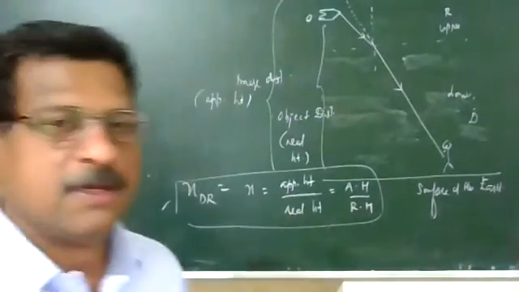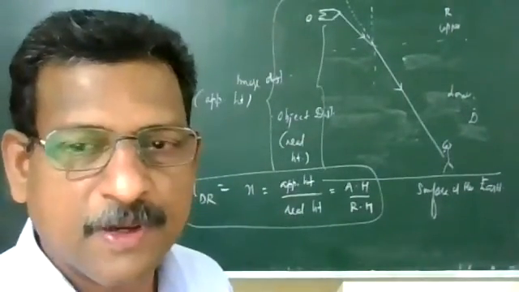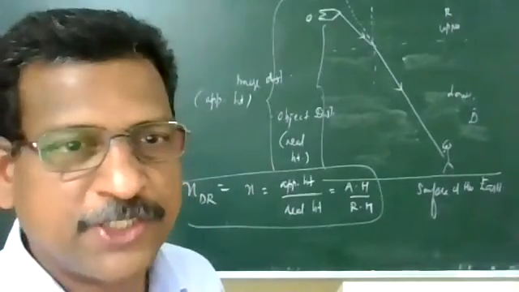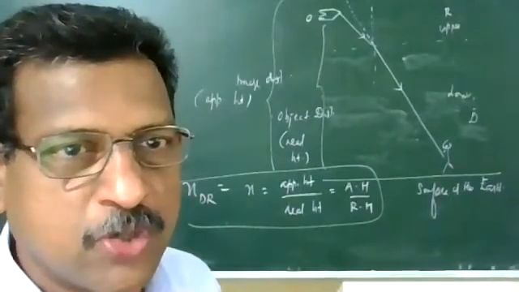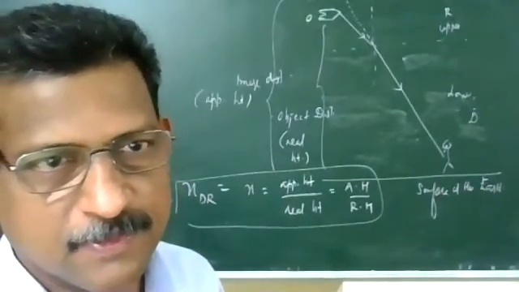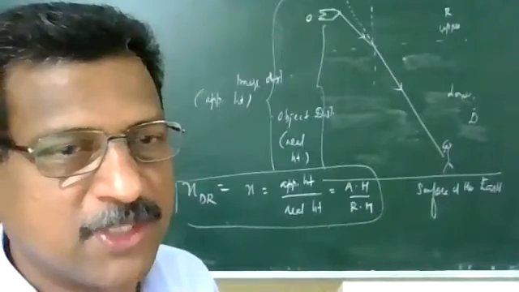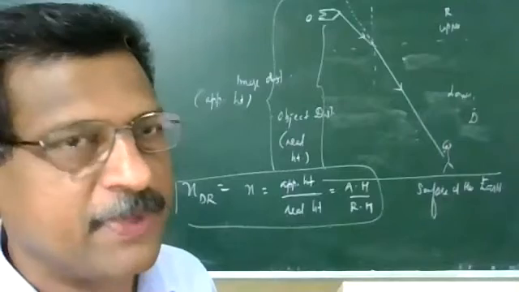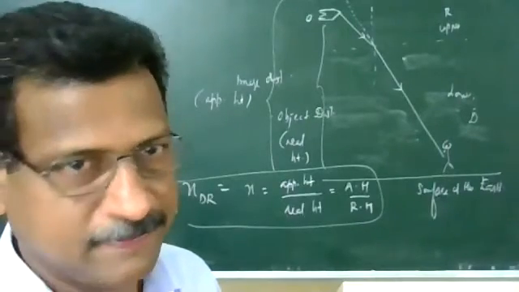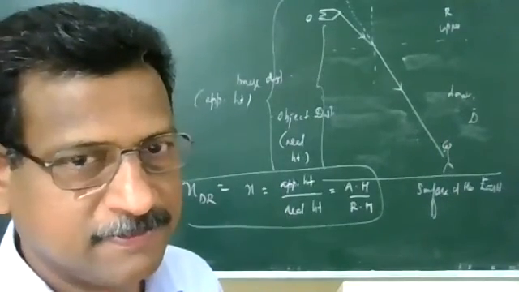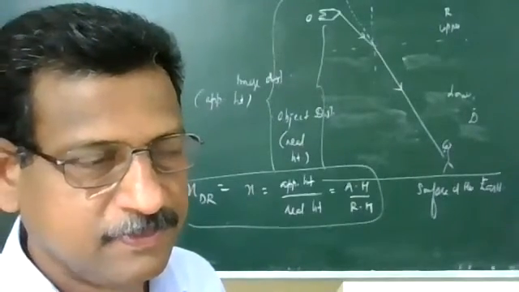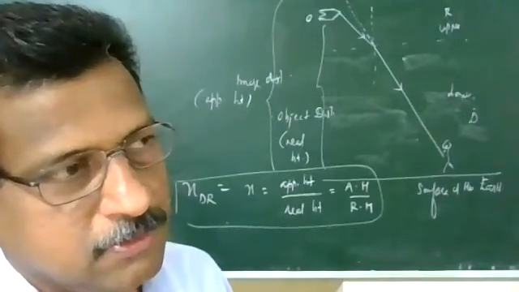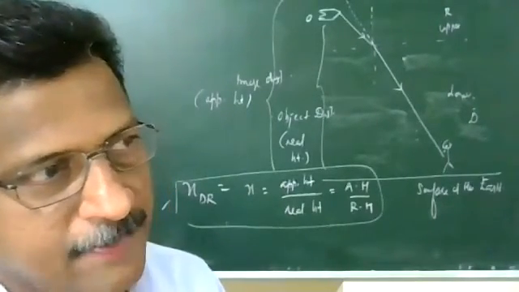And there was a board question regarding the refraction from rarer to denser. The question was like this: to a fish, whether the fisherman appears shorter or taller. Let me try to explain with a small diagram for that. Can you draw the diagram in your copy? To a fish, the observer is the fish. Whether the fisherman appears shorter or taller.